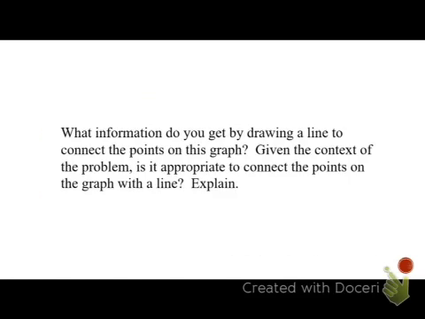What information do you get by drawing a line to connect the points on this graph? Given the context of the problem, is it appropriate to connect the points on the graph with a line and explain? The information you can get by drawing a line to connect the points on this graph is a verification that yes, we are looking at a proportional relationship. Yes, it did make sense to connect the points with a line because we knew from the first step that we were looking at a proportional relationship in which its definition is that we have a straight line through the origin.